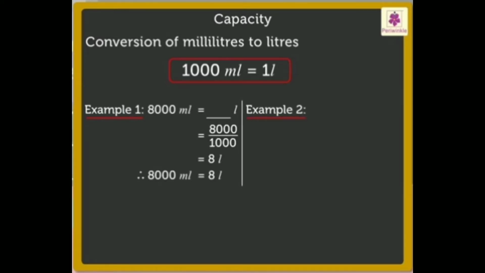Example number 2, convert 3000 milliliters to liters. Same way you can even take off the 3 zeros and write 3 straight away, or you can divide 3000 by 1000. Yes, both will give the same answer. So the answer is only 3. Therefore 3000 milliliters is equal to 3 liters. So these are the two ways of conversion.